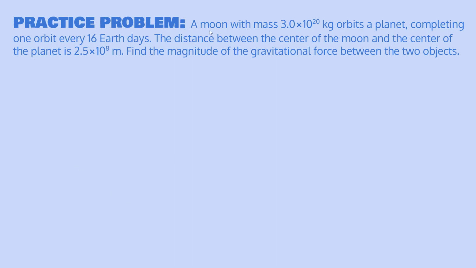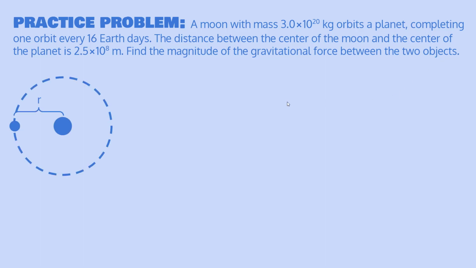So here the question says, a moon with mass 3.0 times 10 to the 20 kilograms orbits a planet, completing one orbit every 16 Earth days. The distance between the center of the moon and the center of the planet is 2.5 times 10 to the 8 meters. Find the magnitude of the gravitational force between the two objects.